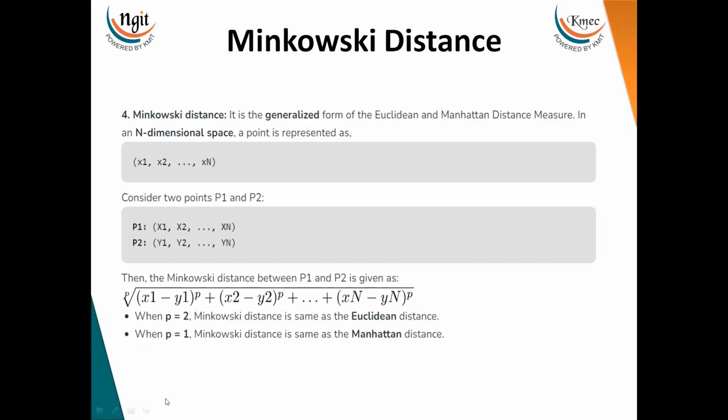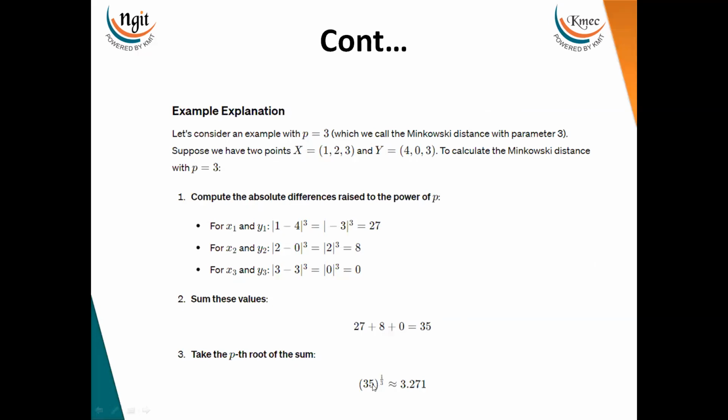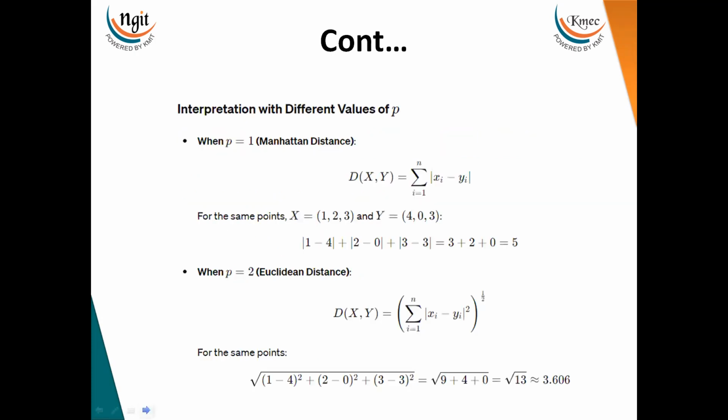So what is my p here? P is 3, so we take the cube root of that value, it will become 1 by 3 power, and the final result is 3.27 when my p value is 3. In the same way, when I'm taking p value as 1, it will work as Manhattan distance. So I just have to do x1 minus y1 plus x2 minus y2 plus x3 minus y3, and we'll get the final result. So when I'm keeping p value 1, it will become Manhattan distance.